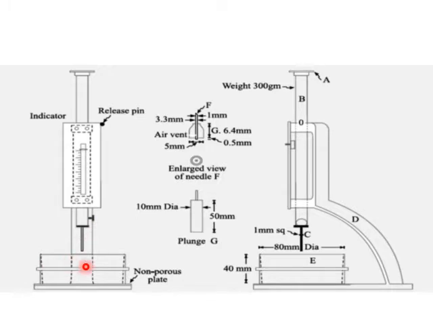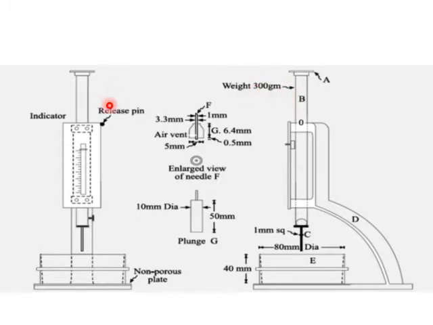This mold will be filled with the cement paste. And these are the graduation scales, and there is one locking arrangement here. When you release this locking pin, this entire arrangement, or we call it the weight, moves. B is the handle, and this entire handle setup weighs around 300 grams.